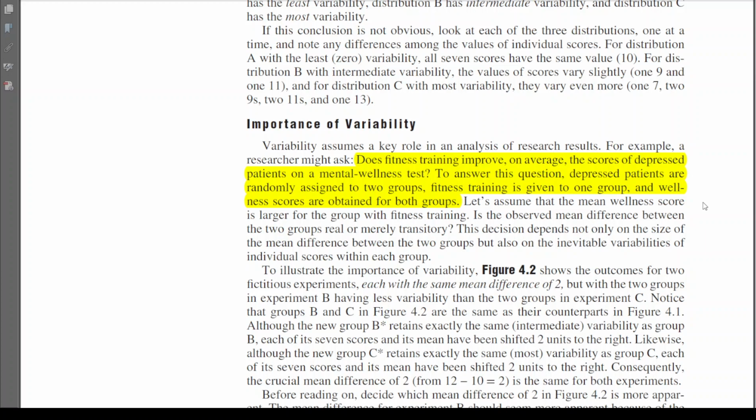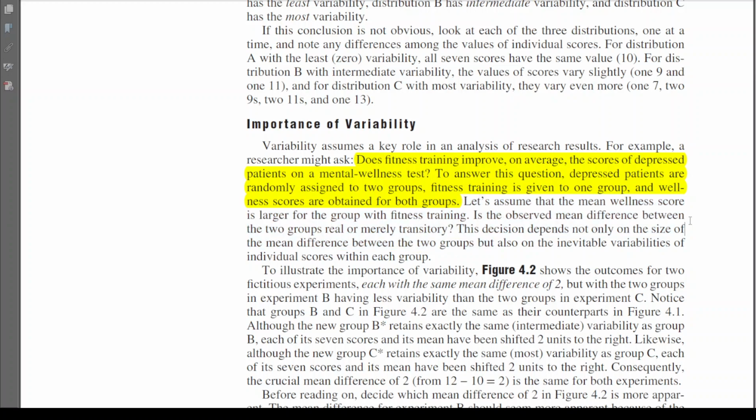Because we have randomly distributed the patients into two groups, whatever dissimilarities might have been there should have cancelled out. After we have given the fitness training, we measure the scores for both groups. Let's assume that the mean wellness score is larger for the group with fitness training. Is the observed mean difference between the two groups real or merely transitory?